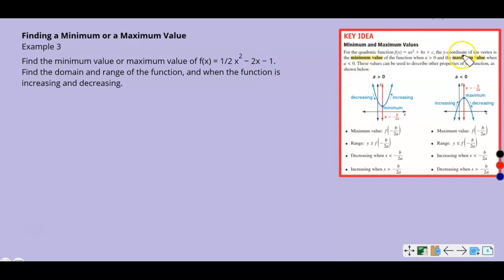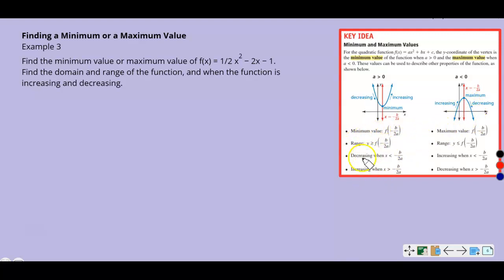It says for a quadratic function, the y-coordinate of the vertex is the minimum when a is greater than 0. So 1/2 is greater than 0. It will have a maximum if it's negative or less than 0. These properties can be used to describe other properties of the function as shown. If the graph is going down, that's considered decreasing. It hits the minimum point and then it starts increasing again. This one is increasing because it's going up from left to right. It has a maximum value and then it's decreasing on the other side.